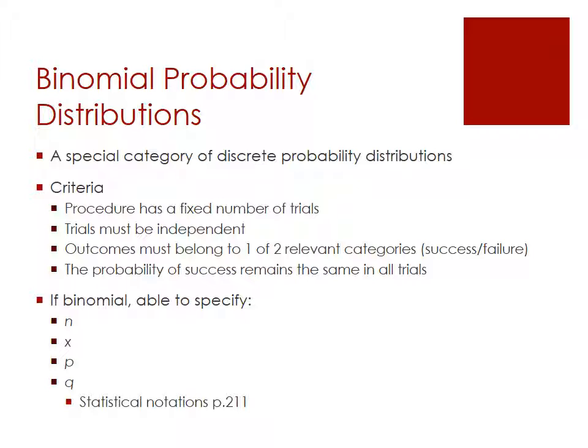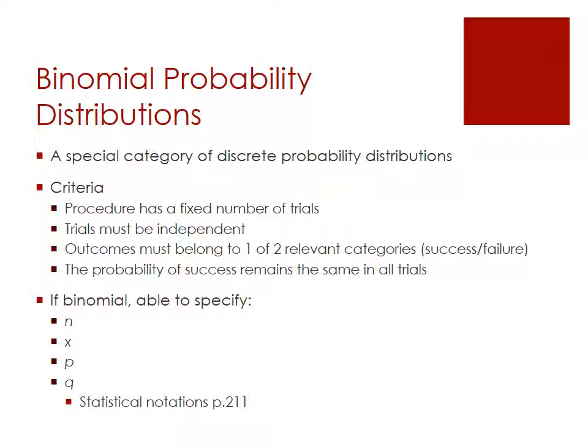x is going to be the number of successes that we are calculating for. So say we have 6 trials and we want to know the probability of having 3 of them be successful, then our n would be 6 and our x would be 3, because we're looking to have 3 successful outcomes.